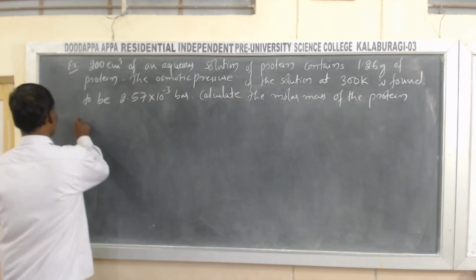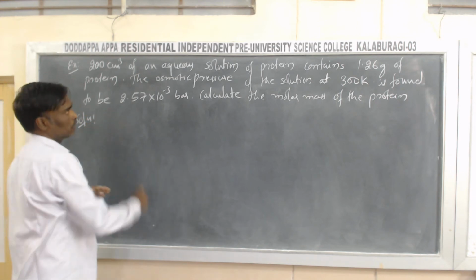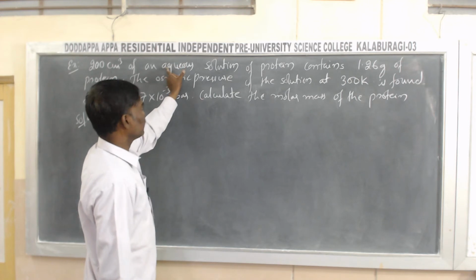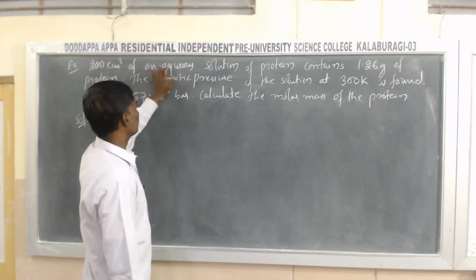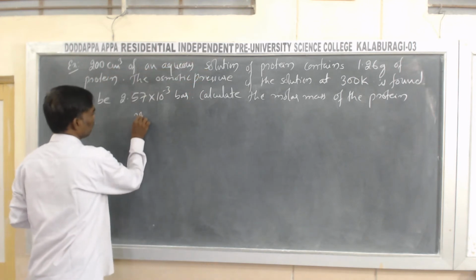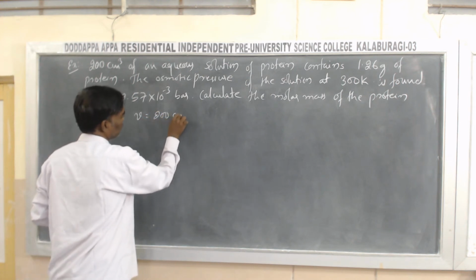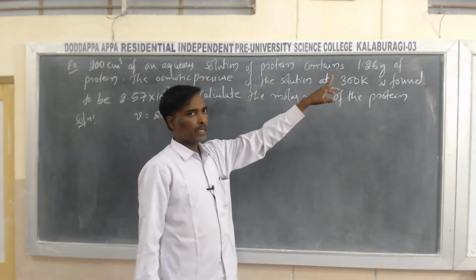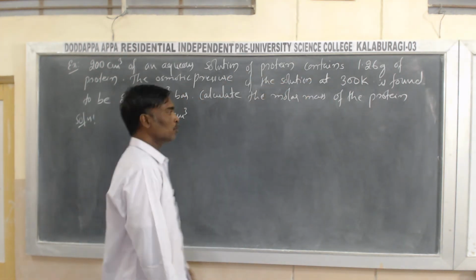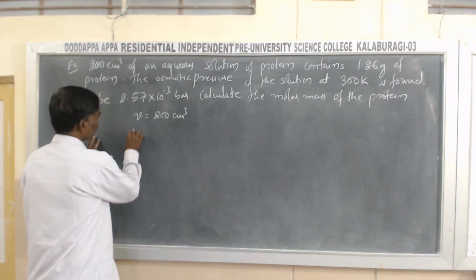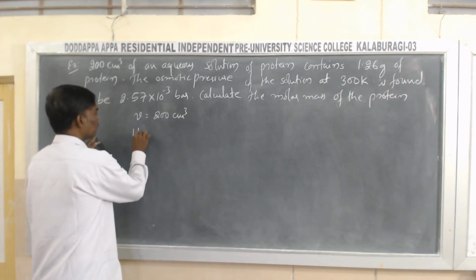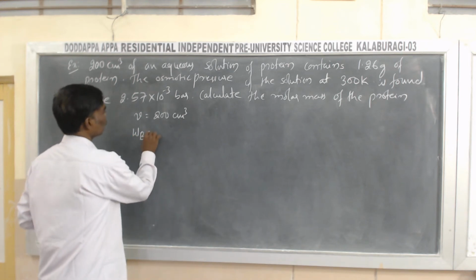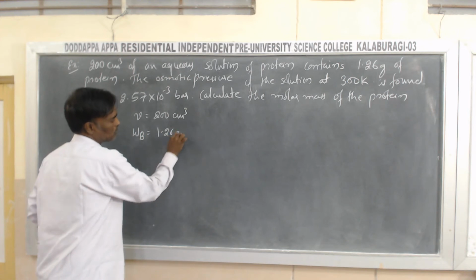First, as I told, write the given data. Given here is the volume of a solution: 200 cubic centimeter of an aqueous solution. Let me write V is equal to 200 cubic centimeter. It contains 1.26 gram of protein. Here the protein is the solute, so the mass of the solute is given. Mass of protein, symbolically we write WB is equal to 1.26 grams.